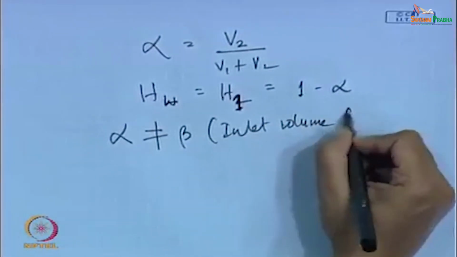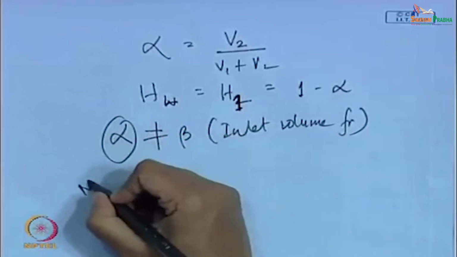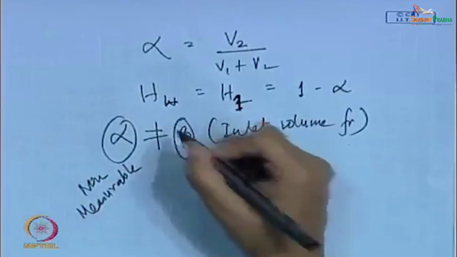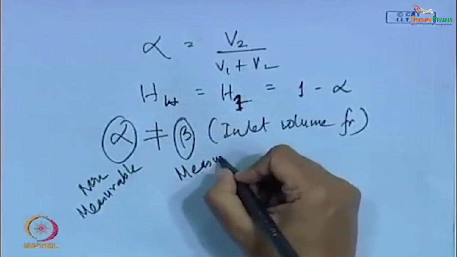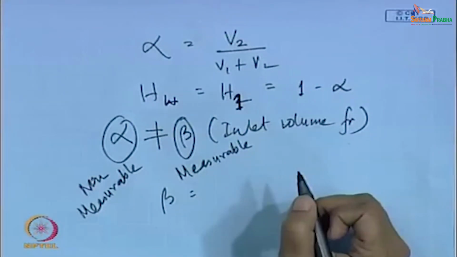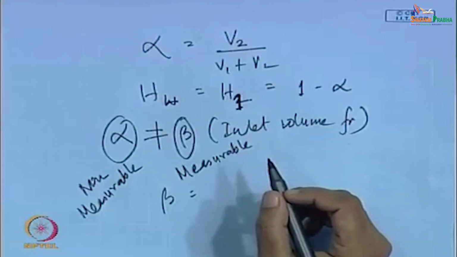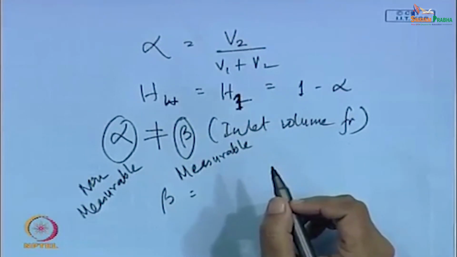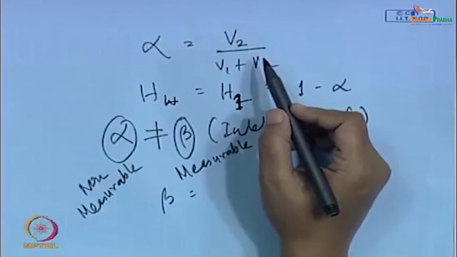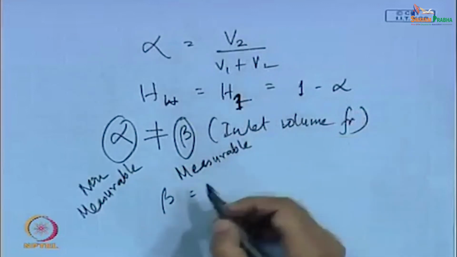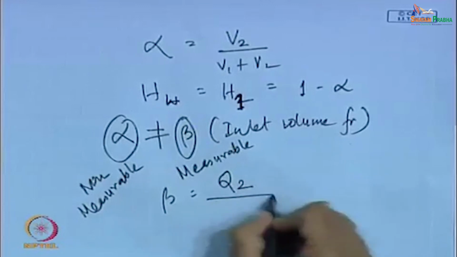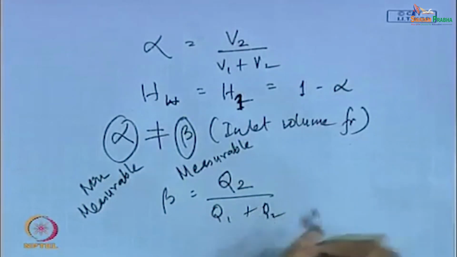So, again this is a non-measurable parameter, not under the control of the experimenter or the designer, but this is very much a measurable parameter, and this beta is equal to the inlet volume fraction, which is naturally related to the volumetric flow rate, unlike alpha which is related to the in situ volume occupied by the two phases. So, beta in terms of volumetric flow rate will be Q2 by Q1 plus Q2.